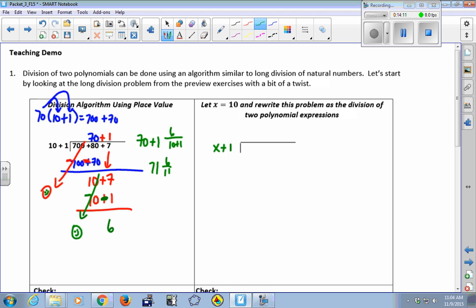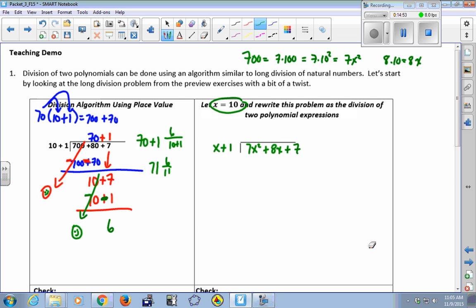700 is 7 times 100. 100 is 10 squared. So 700 becomes 7 times 100, which is 7 times 10 squared, which using this substitution, x being 10, is 7x squared. So that's 7x squared right there. 80 is 8 times 10, so we write that as 8x. And 7 ones, we could write as 7 times x to the 0 power, but why do that when we can just say 7?